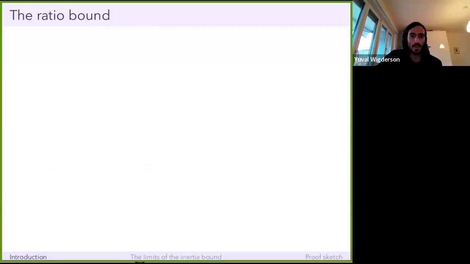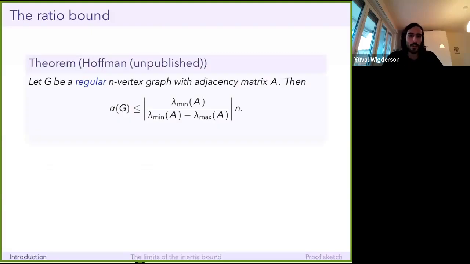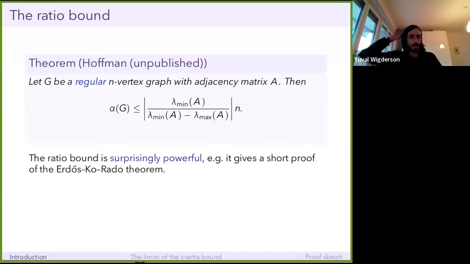One very important connection between graphs and linear algebra is the so-called ratio bound. It's due to Hoffman, and it says the following thing. If I give you a graph which is regular, its independence number is upper bounded by some function of the smallest and largest eigenvalues of its adjacency matrix, and the number of vertices. This is a very, very useful result, as I'm sure everyone here knows.